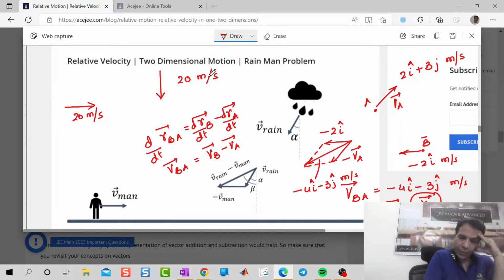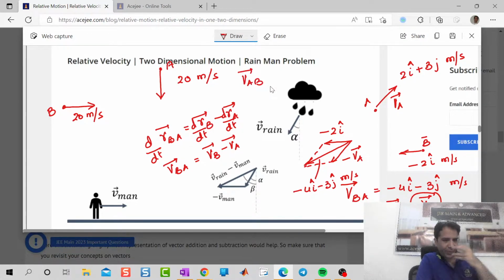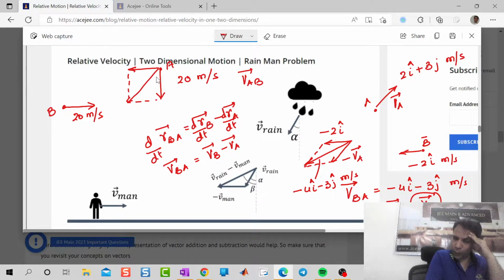How did you do that? So again, rain is a particle, just like A and B. So this is A, this is B. You are interested in V of A with respect to B. A is the raindrop, B is the man. So what is the velocity of A with respect to B? VA minus VB. What is the minus VB vector? Minus VB in this direction, minus 20. So what is the vector sum of the two? This angle. And because they're both 20, this angle is 45 degrees.